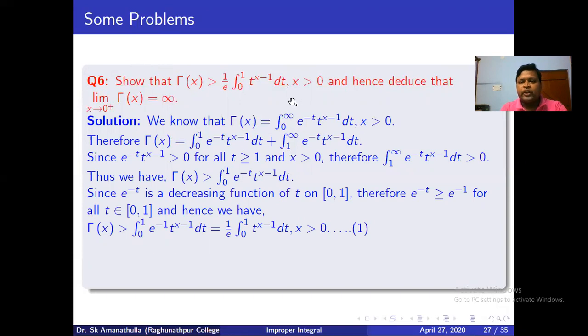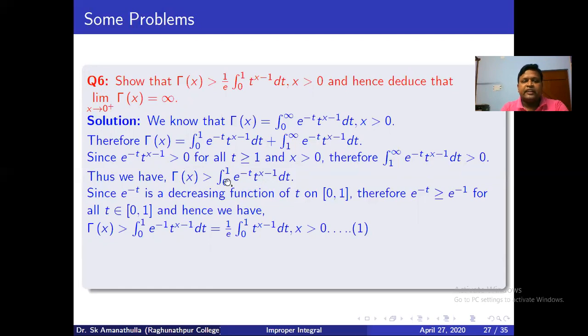Now if we break this integral into 0 to 1 and 1 to infinity, then we have gamma(x) equal to this one, and we know that e to the power minus t into t to the power x minus 1 is greater than 0 for all t greater than or equal to 1. So its integral is also greater than 0 in that interval, that is 1 to infinity. This integral is greater than 0, and if we exclude this positive portion, then gamma(x) is strictly greater than the integral from 0 to 1 of e to the power minus t times t to the power x minus 1 dt.